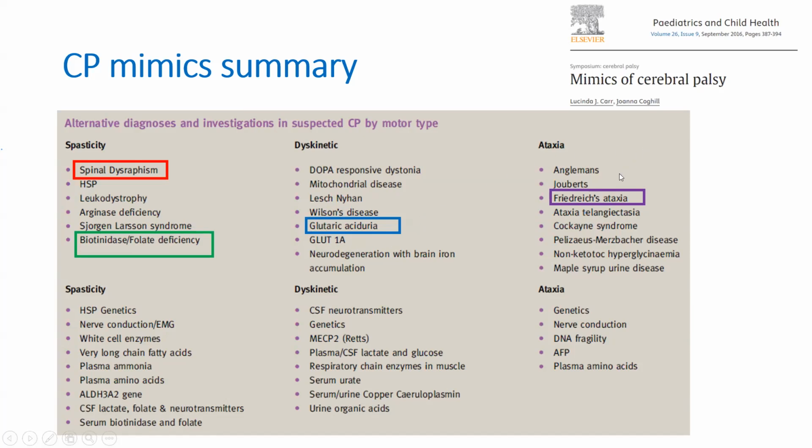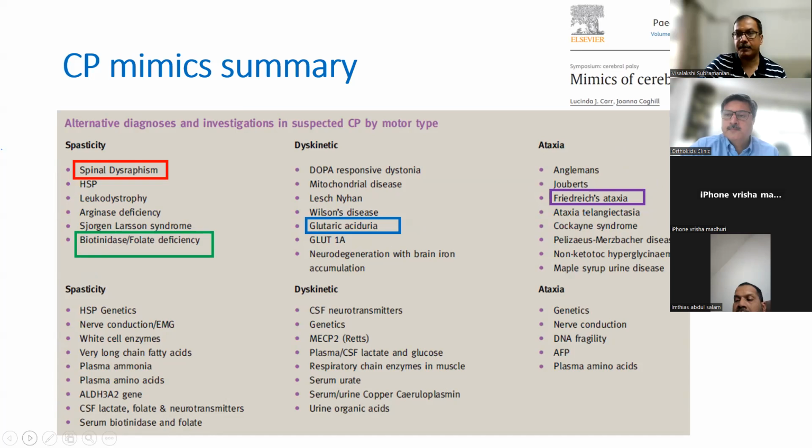And in ataxia, apart from ataxia telangiectasia, Friedreich's ataxia can also present with sometimes mixed upper motor neuron and lower motor neuron signs. So that's important to keep in mind as well. But this is a good paper by Lucinda Carr that you can read.